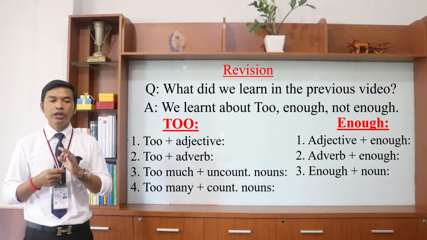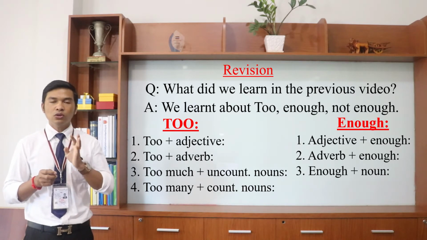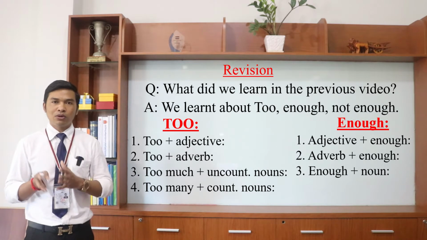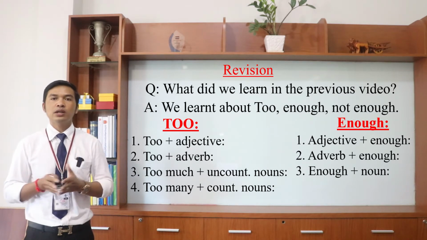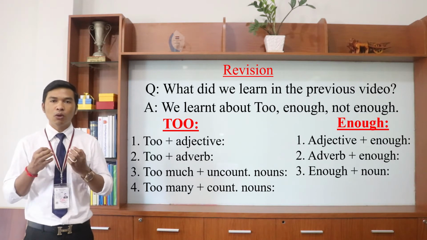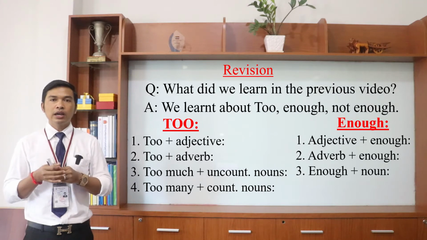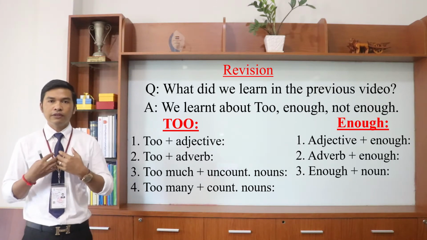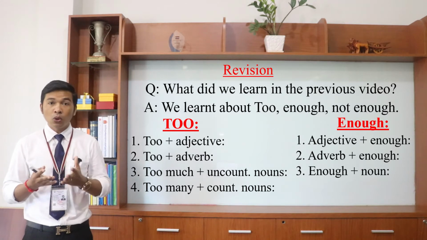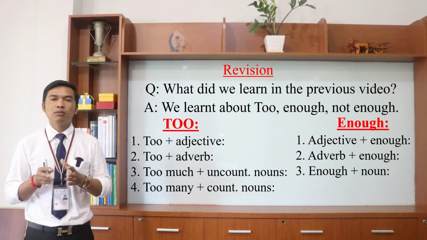And rule number 3, too much plus uncountable noun. For example, too much water. Water is an uncountable noun, right? And rule number 4, too many plus countable noun. For example, too many students. The meaning of too is more than we expect, more than we need. For example, I need 5 English grammar books and then you give me 100 grammar books. So I say there are too many grammar books for me.